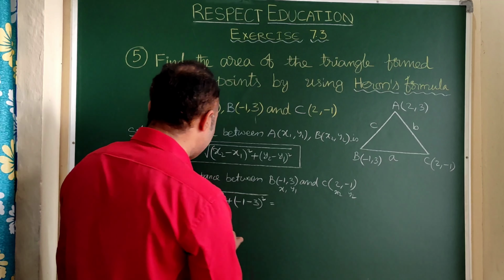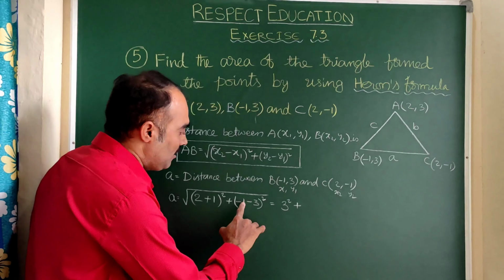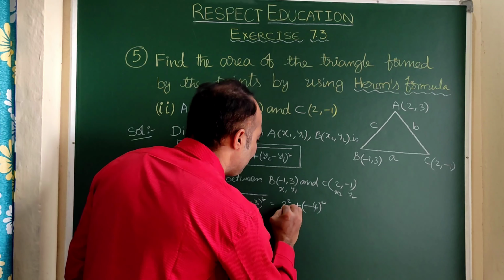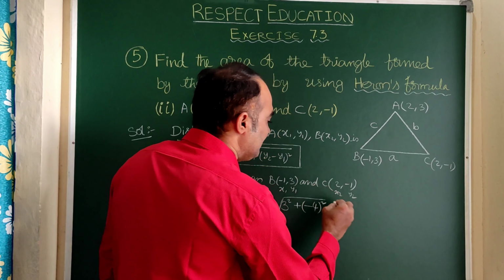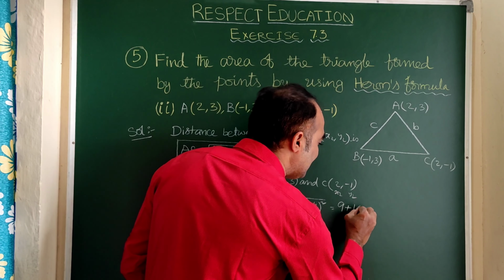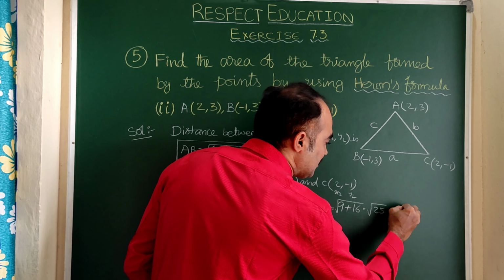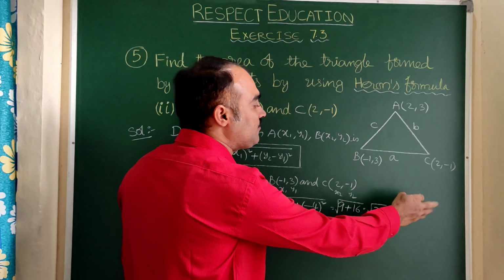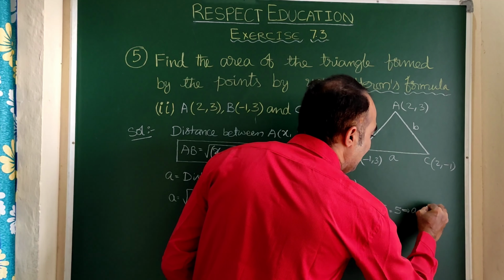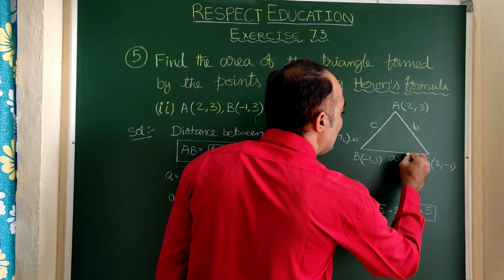So let us simplify this. 2 plus 1 is 3, so it is 3 square plus, minus 1 minus 3 is minus 4, so minus 4 whole square. On simplification, 3 square is 9, minus 4 whole square is 16, so it is 9 plus 16, which is root 25. It can be taken as 5, as it is distance, minus 5 can be omitted. So finally here we got the value of a as 5. So let us note down the value of a here.